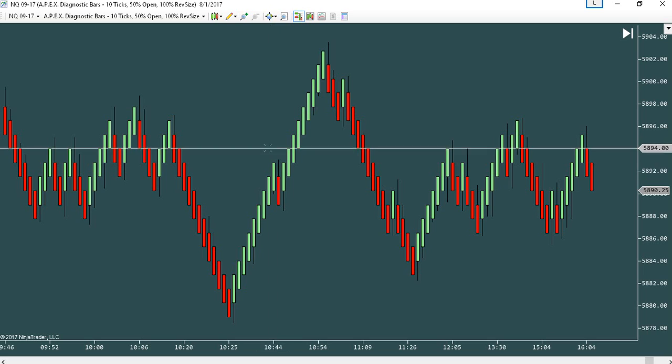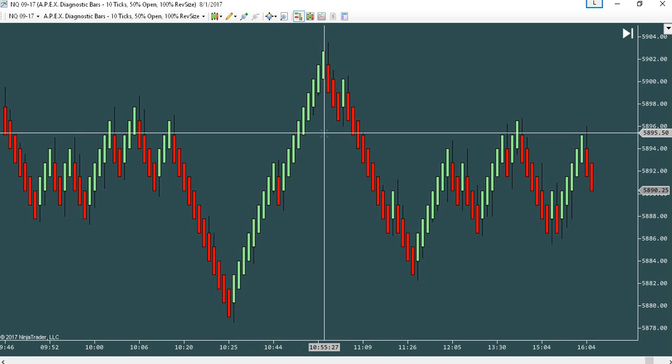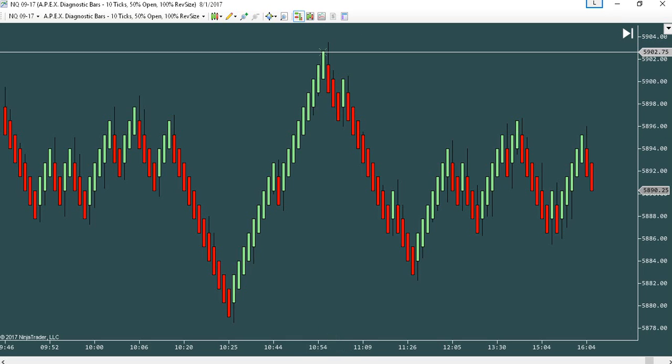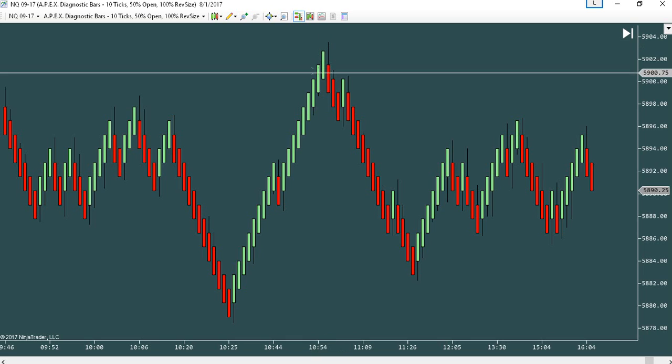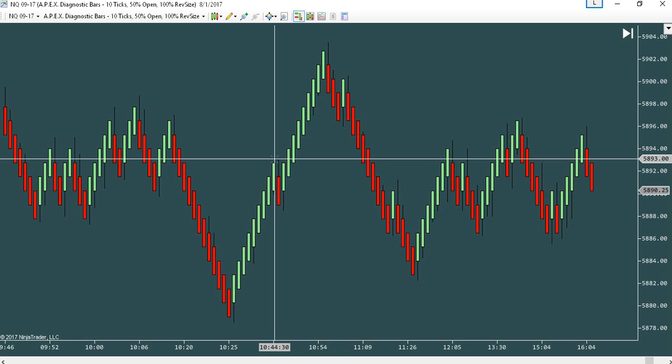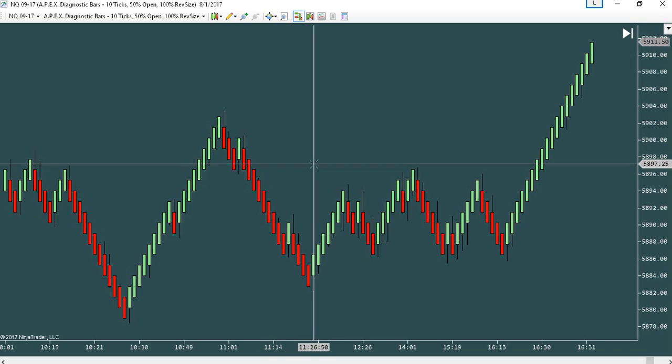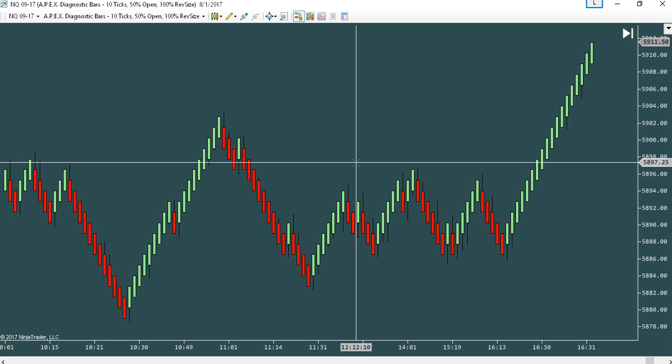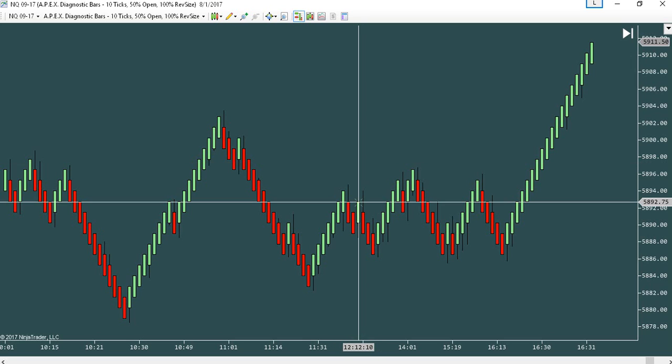But let's take a peek at a couple of other examples here. This bar right here closed at 10:55. This one didn't close till 10:59. So that was about a 4-minute bar. These diagnostic bars really smooth out the market, but you have to realize there's no time in here.